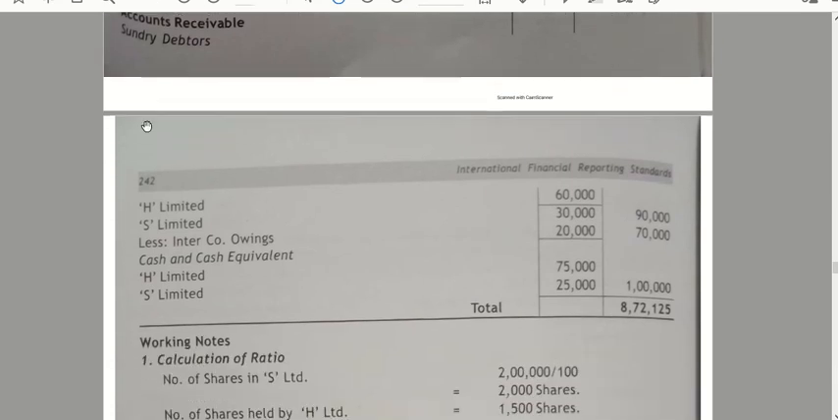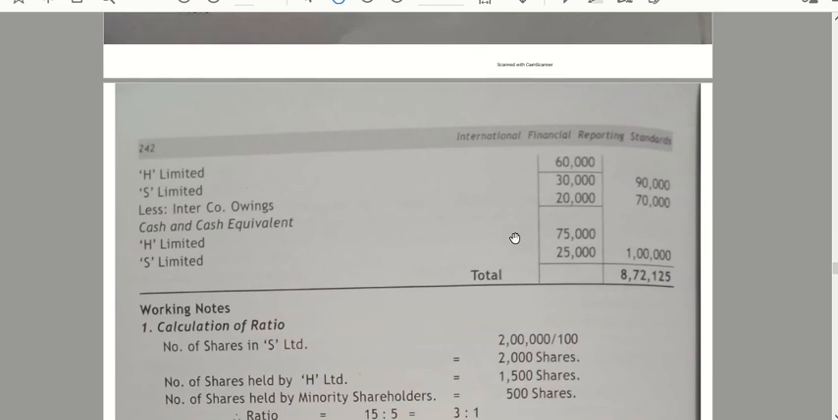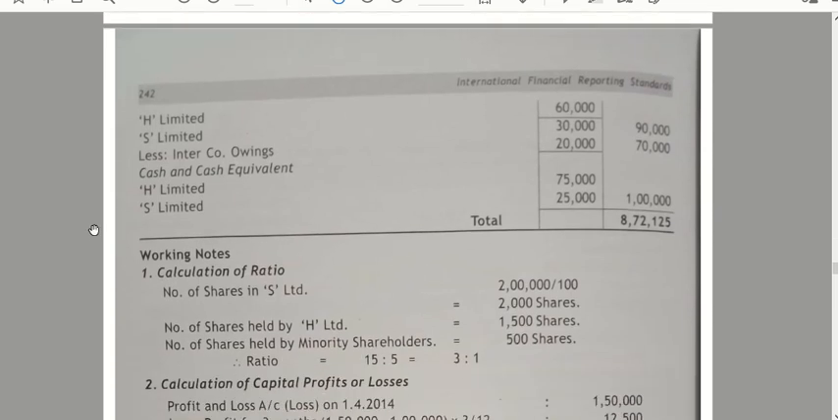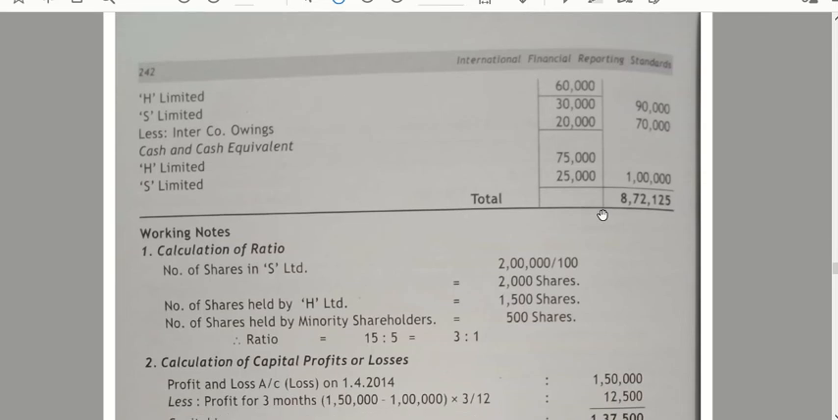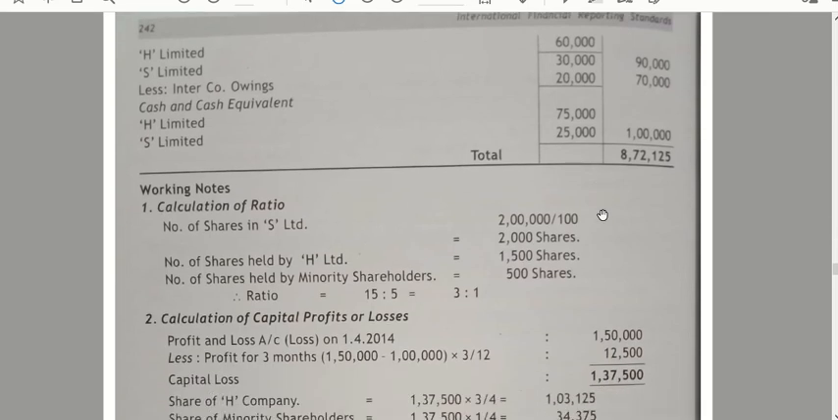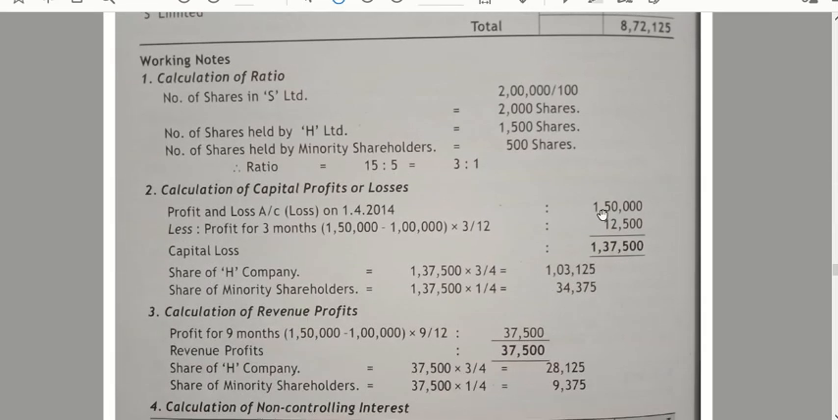So accounts receivable, sundry debtors, H Limited is 60,000, S Limited is 30,000. Intercompany owings is 20,000. So from creditors also we have minus 20,000, from debtors also we have minus 20,000. So it is 70,000. Cash and cash equivalents, H Limited is 75,000, S Limited is 25,000. Total is 1 lakh. So you get your balance sheet total to be 8,72,125.